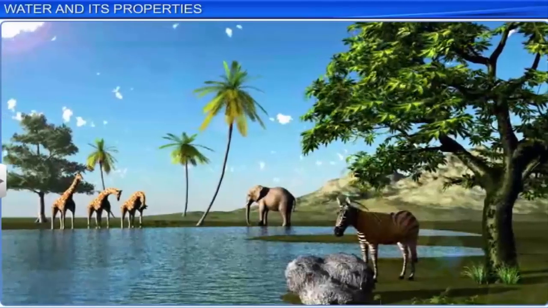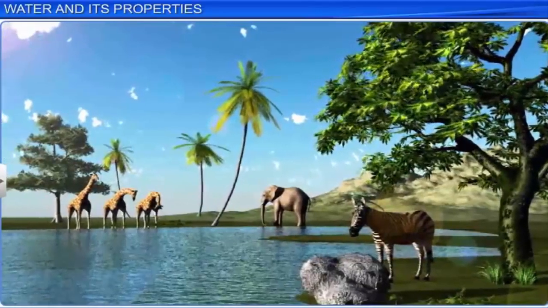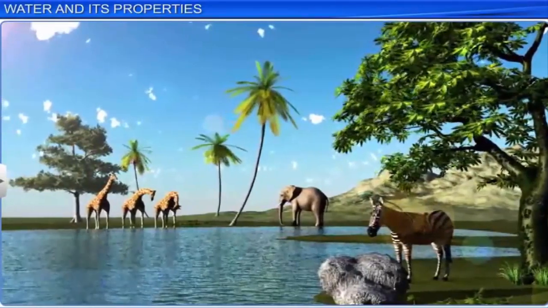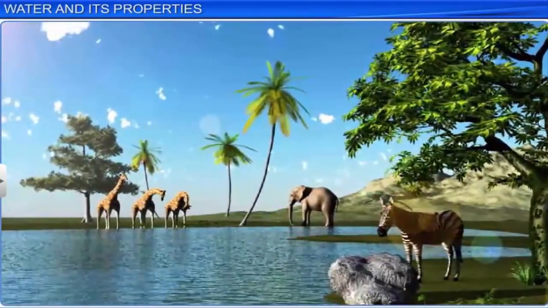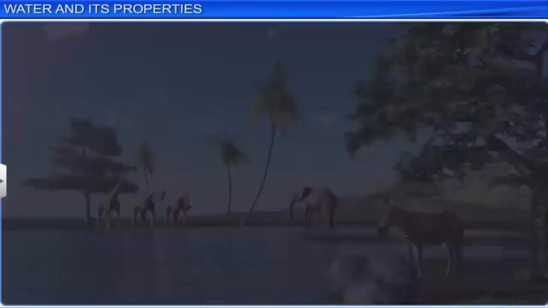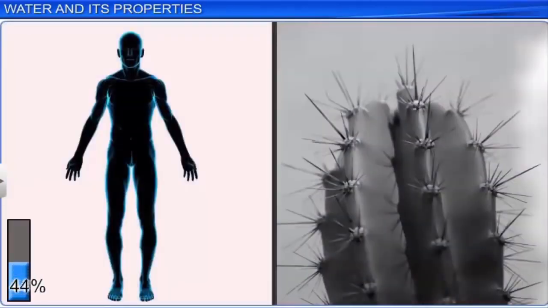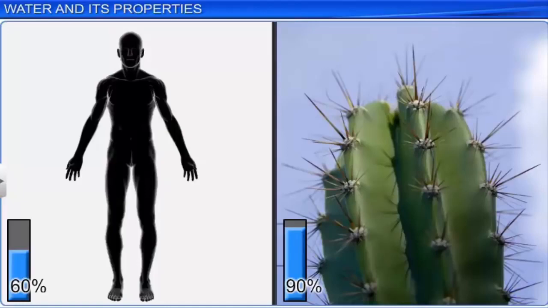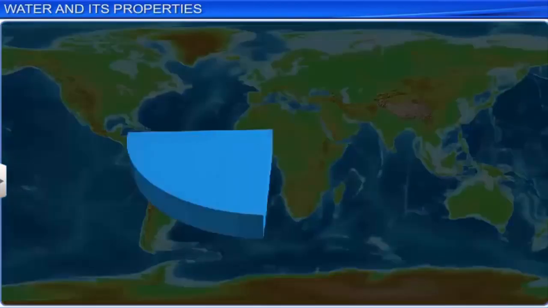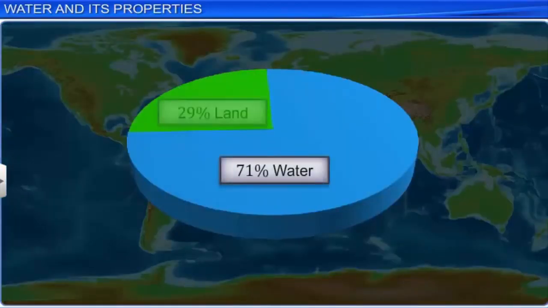We all know that water is essential for the survival of all forms of life. It forms a major part of all living organisms. 60% of the human body is made up of water. And in some plants, this quantum goes up to 90%. Water covers 71% of the Earth's surface.